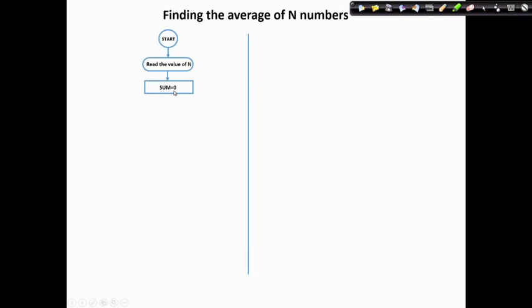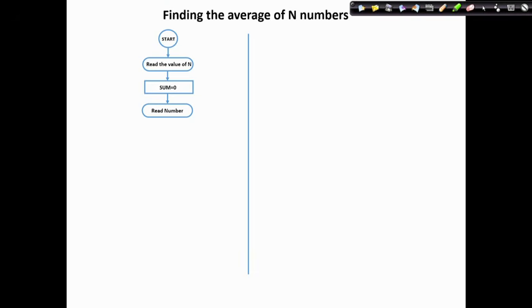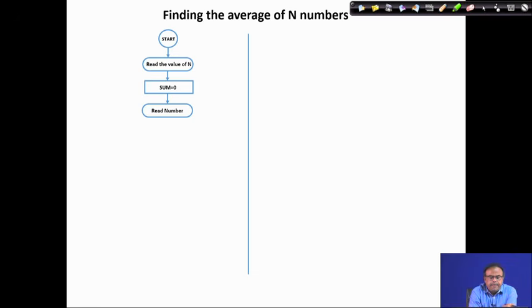Now, I am initializing the sum to 0. Again, just as before, I initialize the sum to 0 and then I read. Now, you see here I have written read number. I have not written read number 1. Earlier, since I had to only do number 1, 2 and 3, there I wrote down number 1, number 2, number 3. Here I am just writing read number, okay, because I do not know how many numbers I will be reading.